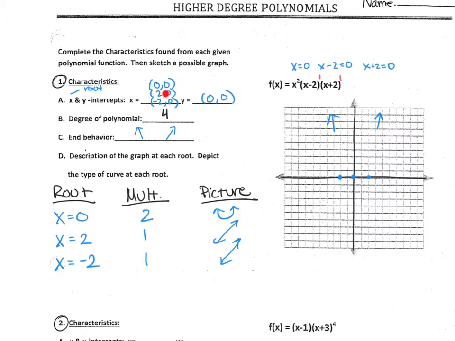So now that I have all of my features, I've graphed as much as I can. Now I'm going to connect all of my information. So I know that here and here, it should go straight through the graph, and at 0, it's going to have to bounce off the graph at some point. So let's try and connect these.